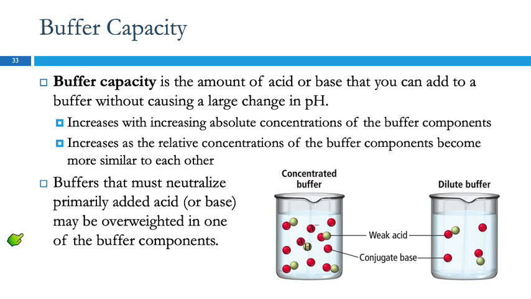Side note here, if you are using a buffer that needs to primarily neutralize acid or primarily neutralize base, then you might want to make it a little lopsided. So if you know that acid is going to be added to this buffer, you might want to go a little heavier on the conjugate base, so there's more of the base because you're expecting acid to come in. If you're expecting base to be added, then you'd want to be a little heavy on the acid concentration.